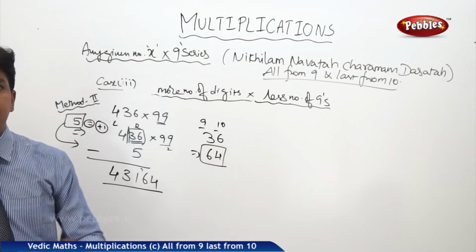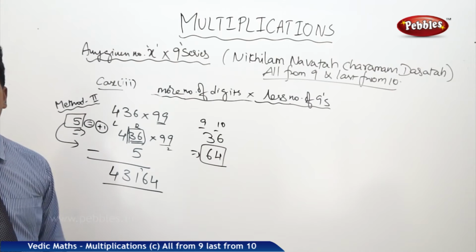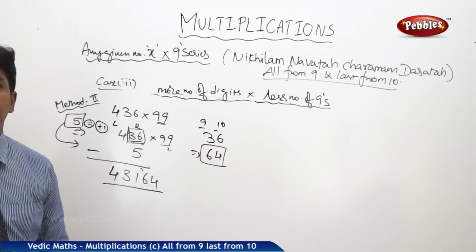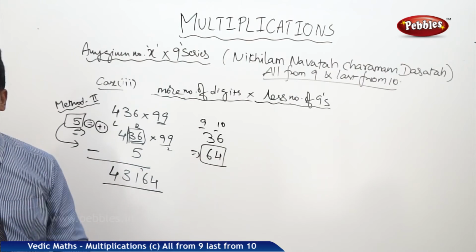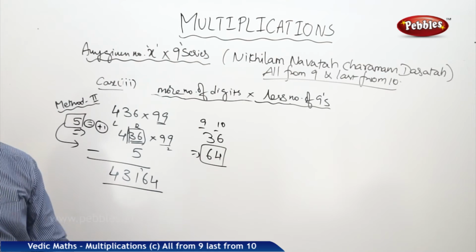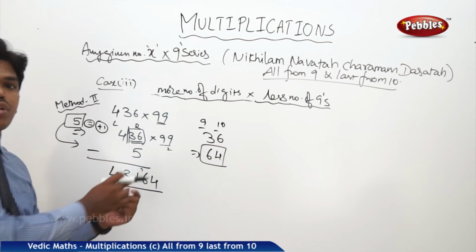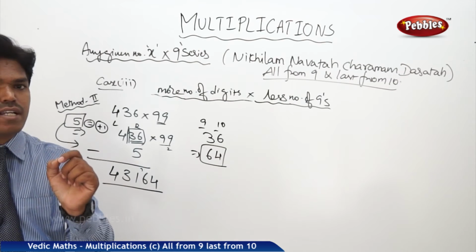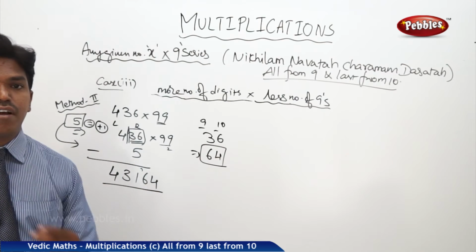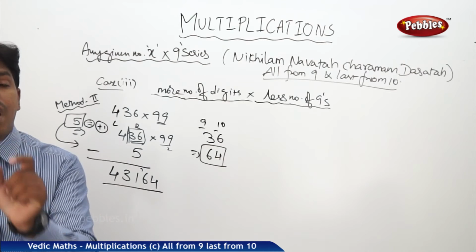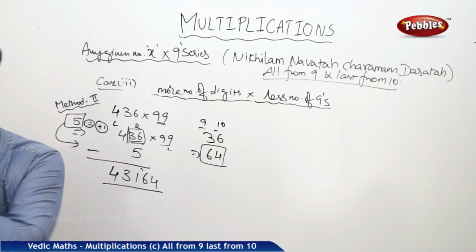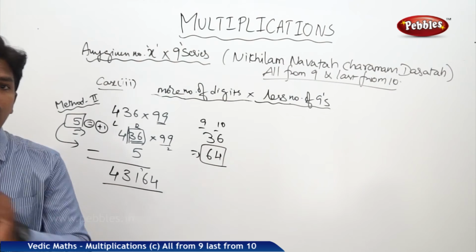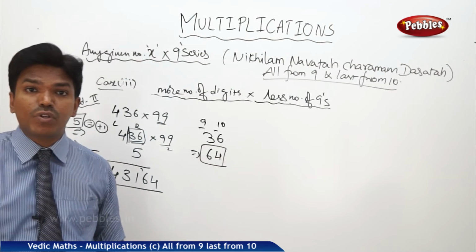The next step is to add 1 to the left side part of the number. What is the left side part of the number here? 4. If you add 1 to 4, how much will you get? 5. Yes, that 5 we have to subtract from the total number. What is the total number? 436. So 436 minus 5 is how much here? 431, which is the left side part of our answer.